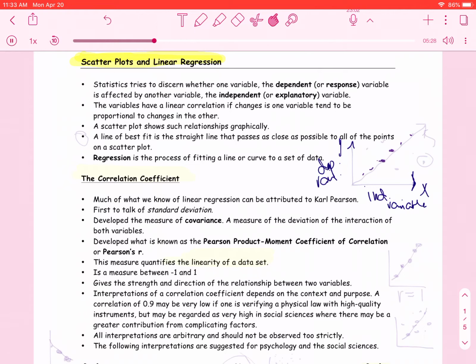In most cases, people don't go to a movie theater to buy popcorn and not watch a movie. So we would say in that case, popcorn sales are dependent on the amount of tickets that are sold for this particular movie. Now, scatterplots show such relationships graphically.